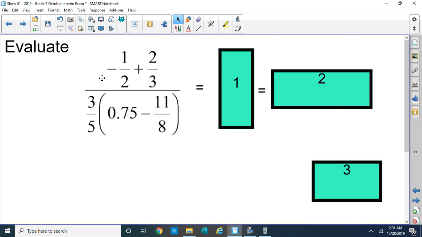Evaluate negative 1/2 plus 2/3 on the top of a fraction over 3/5 times 0.75 minus 11/8 on the bottom of the fraction. So we're going to break this up into separate parts on how we deal with this. This is a complex fraction, and you've got a lot of things going on in the numerator. There's an addition problem of a negative, and you're adding on to another fraction. So we need to find out what that would be first.